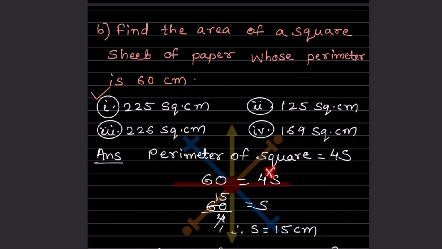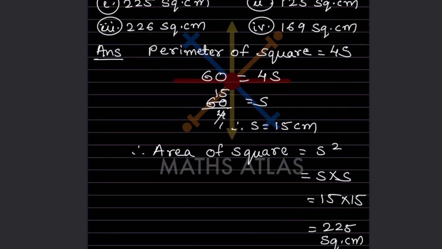This is multiplication, so 60 will be as it is, and the 4 will go in the denominator with s. So you can write 60 divided by 4: 4 ones are 4, and 4 fives are 20, that is 15. So s is 15 centimeter.